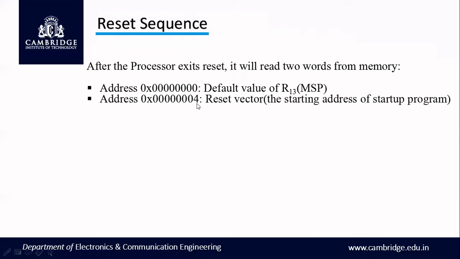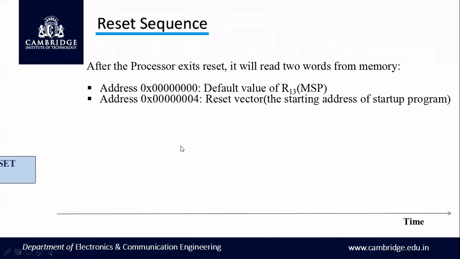Next, it would go to 4, the next location. It will read the next word, and there you will have the address of the reset vector. So it will take the address of the reset vector, go to that particular address, and it would start executing the reset handler, or the program.